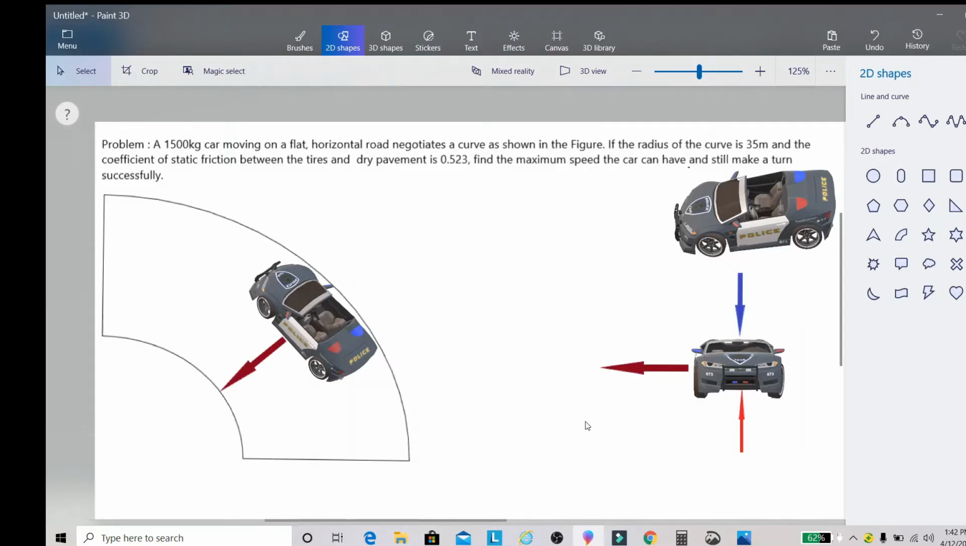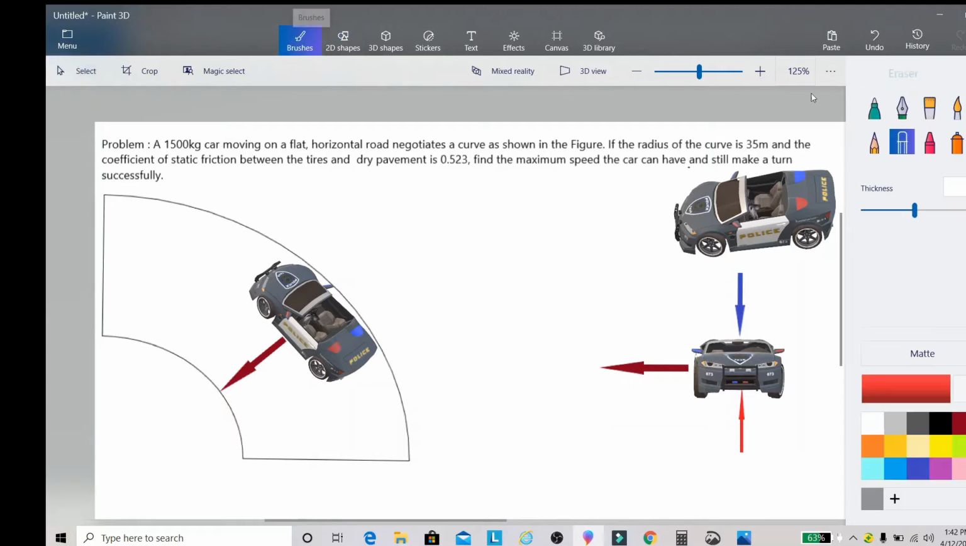This problem: a 1,500 kilogram car moving on a flat horizontal road negotiates a curve as shown in the figure. If the radius of the curve is 35 meters and the coefficient of static friction between the tires and dry pavement is 0.523, find the maximum speed the car can have and still make the turn successfully.